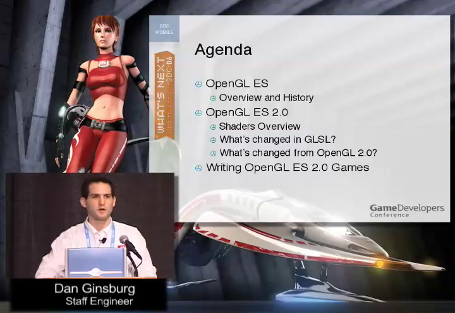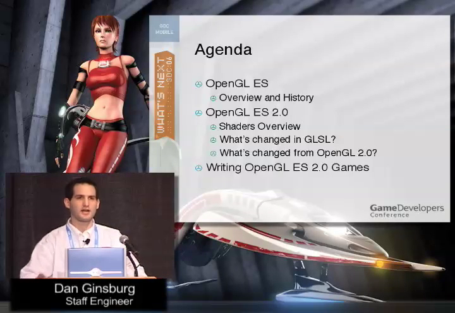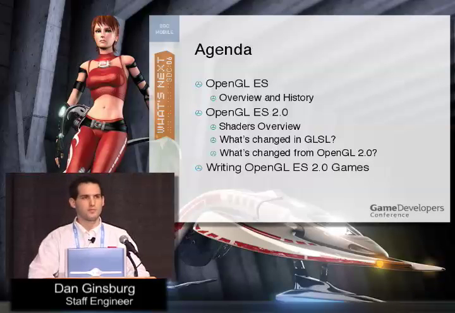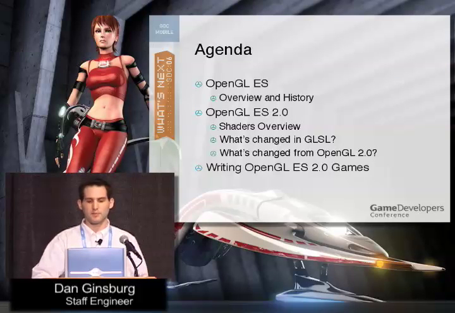Then I'm going to talk about what's changed in the actual API itself aside from the shading language. So we'll look at what's different from OpenGL 2.0 on the desktop. And after that, the final part of my presentation, I want to wrap everything up and talk about what all of these changes mean for writing games for OpenGL ES 2.0, because as developers, it's really going to require somewhat of a shift in the way you develop your engines, and I want to talk about what some of those implications are.